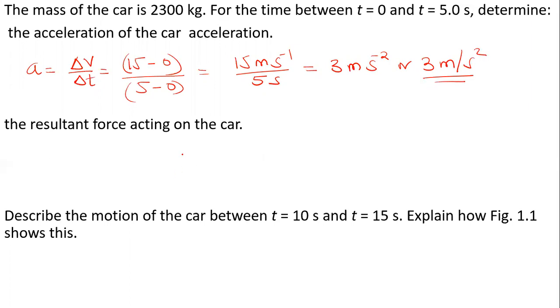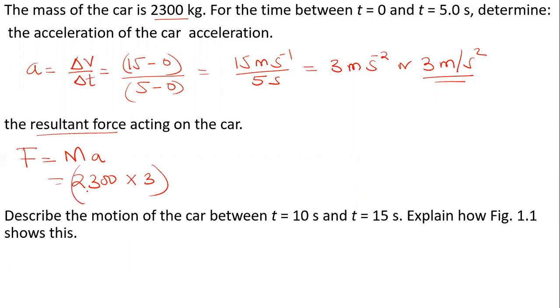Please feel free at any point to pause the video and do the work, and then confirm with the working. Now, how do you get a force or resultant force? We look at Newton's second law. It states that the net force is equal to mass times acceleration. Now, at this point, we have the mass, which is given as 2,300, and the acceleration is 3.